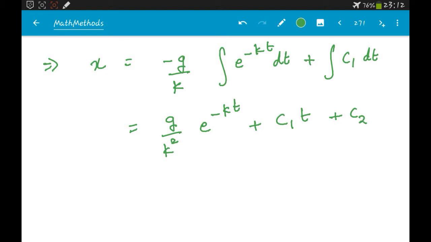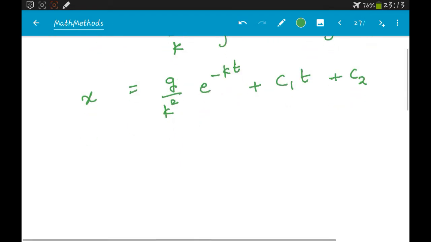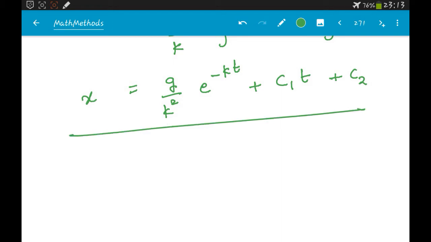Okay, so if this is an indefinite integral, you will always get an integration constant. If it is a definite integral from some lower limit to upper limit, then you will not get an integration constant. So you should always remember that. Now this is your x, so this is your x of t. If this is your solution, what were the other conditions that were given to you?